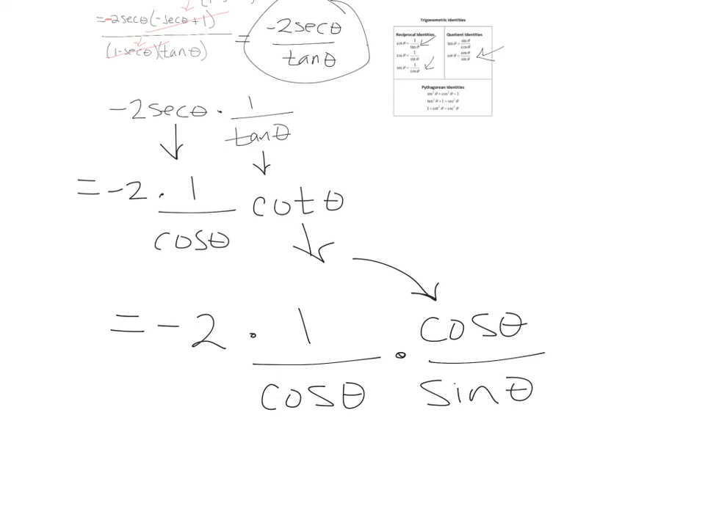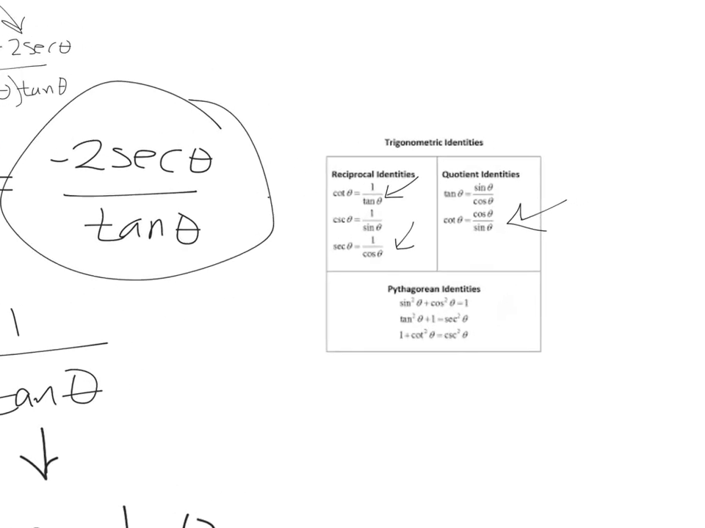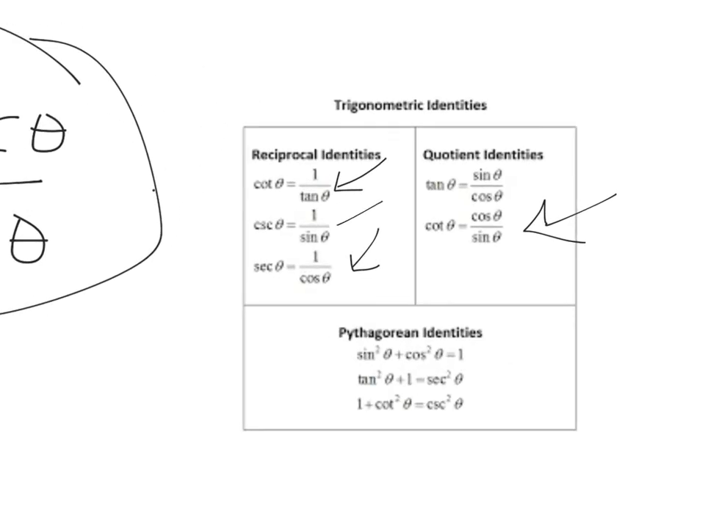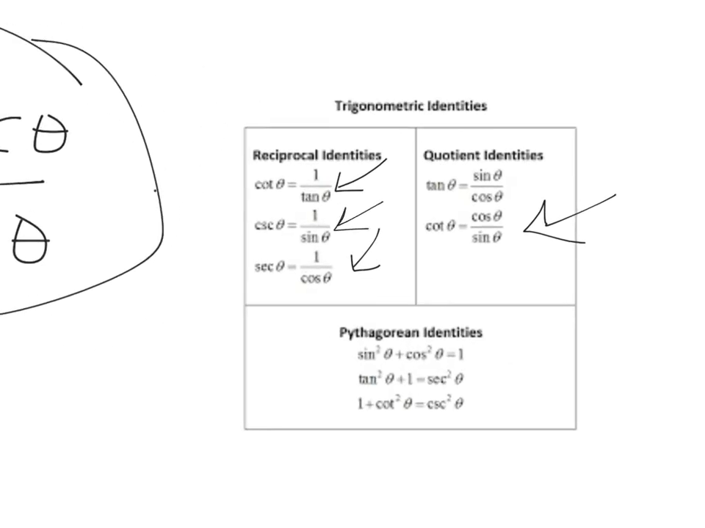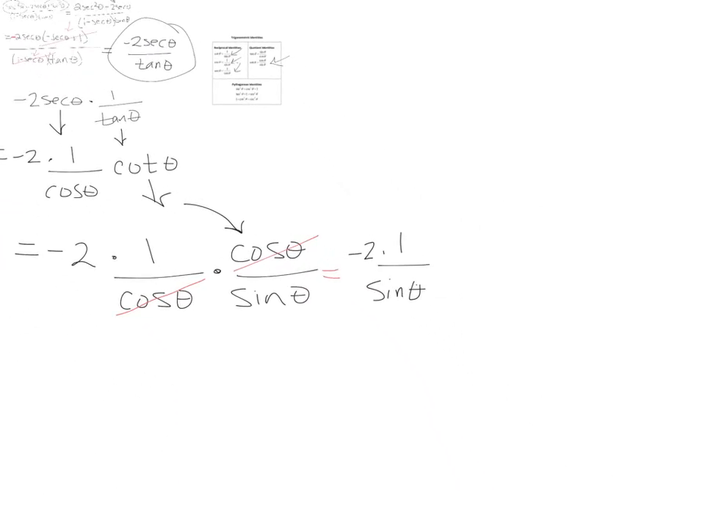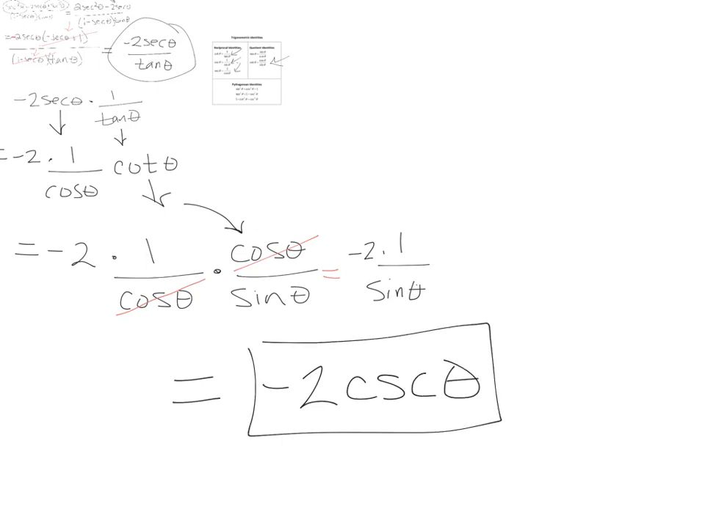And what happens with the cosines? They cross out. They are gone, leaving us with negative 2 times 1 over the sine of theta. If you zoom in again on your identities and take a look here, 1 over the sine is simply the cosecant, and so our final answer becomes negative 2 cosecant of theta. And that was what we were supposed to show.